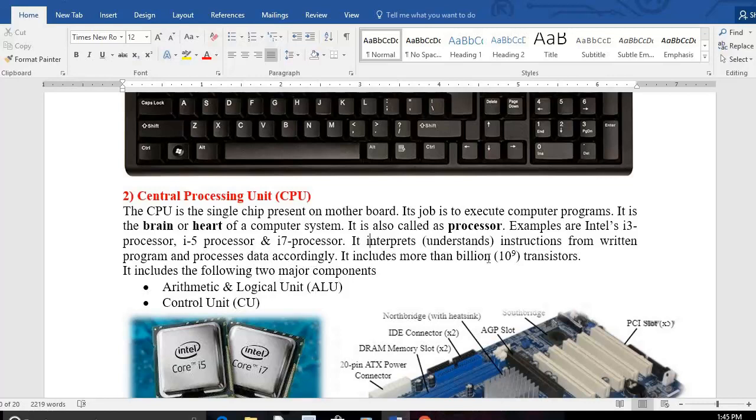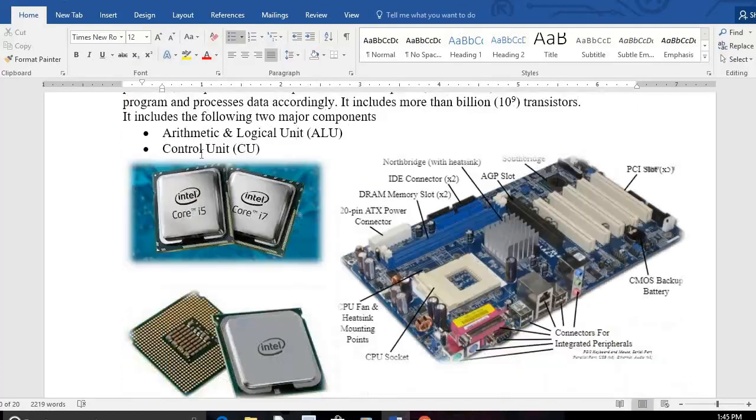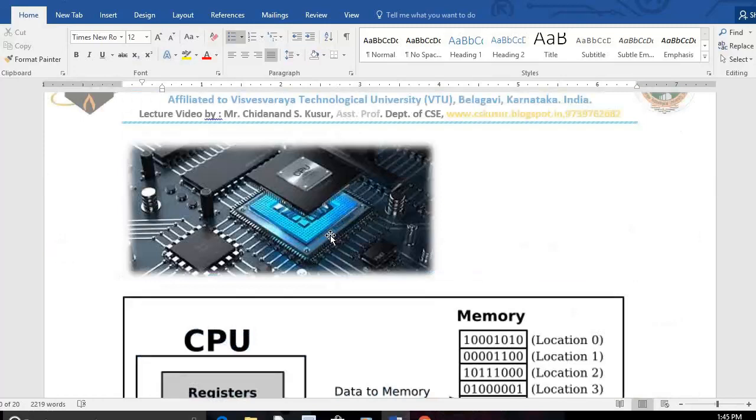It includes more than 1 billion transistors. Inside this chip we find billions of transistors, 10⁹ transistors. It includes the following two major components: the arithmetic and logic unit and the control unit. Let us start our discussion with the ALU.